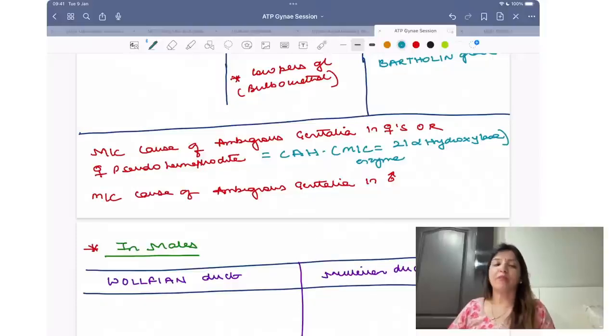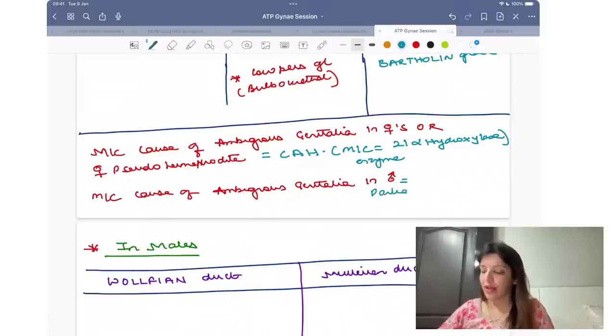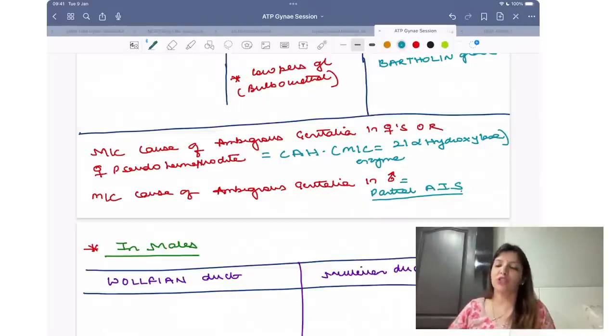What is the most common cause of ambiguous genitalia in males? It is partial androgen insensitivity syndrome. If the options say partial androgen insensitivity syndrome, that's the best answer. If the word partial is not given, then you mark the answer as androgen insensitivity syndrome. But if the word partial is given, then you have to mark it as partial androgen insensitivity syndrome.